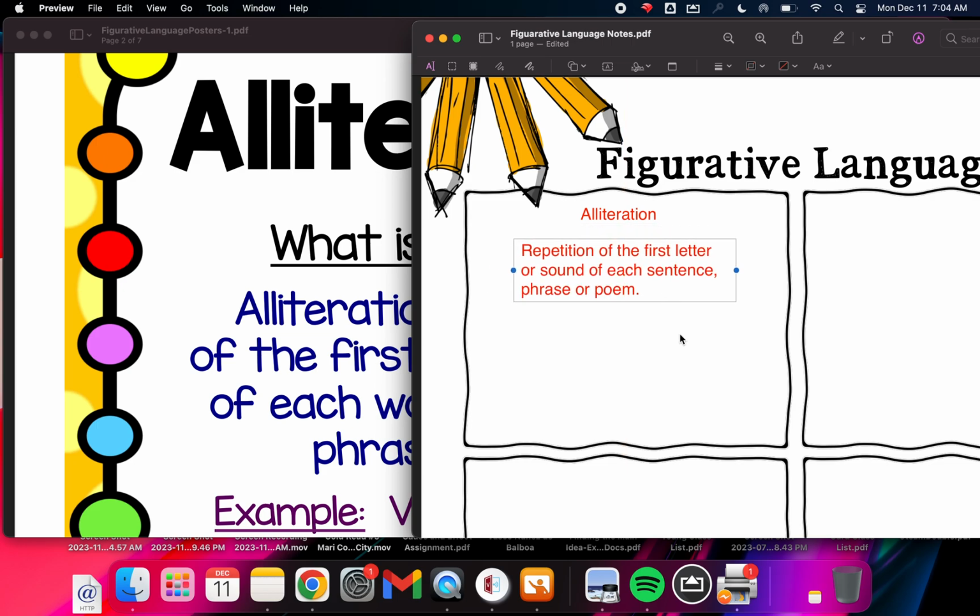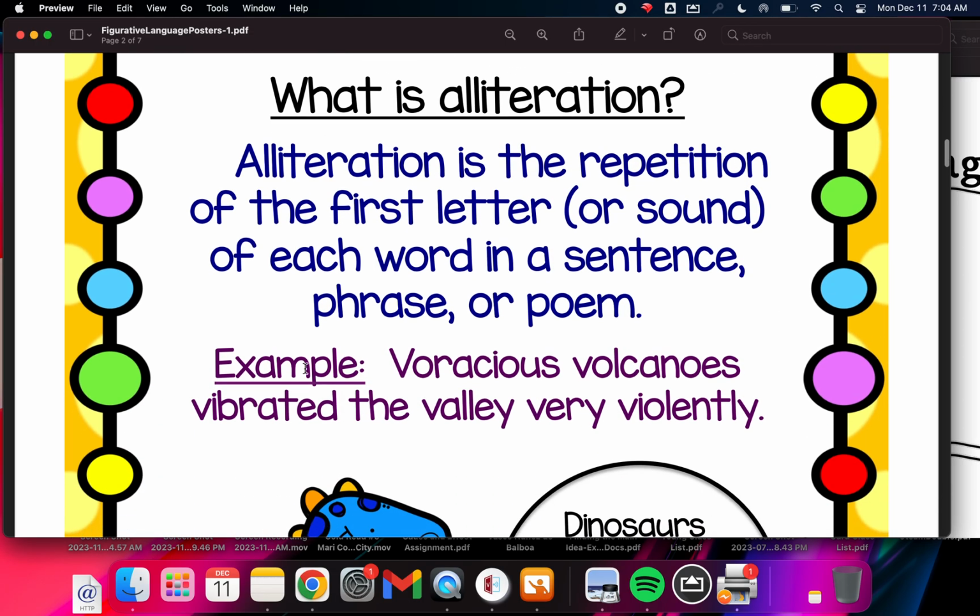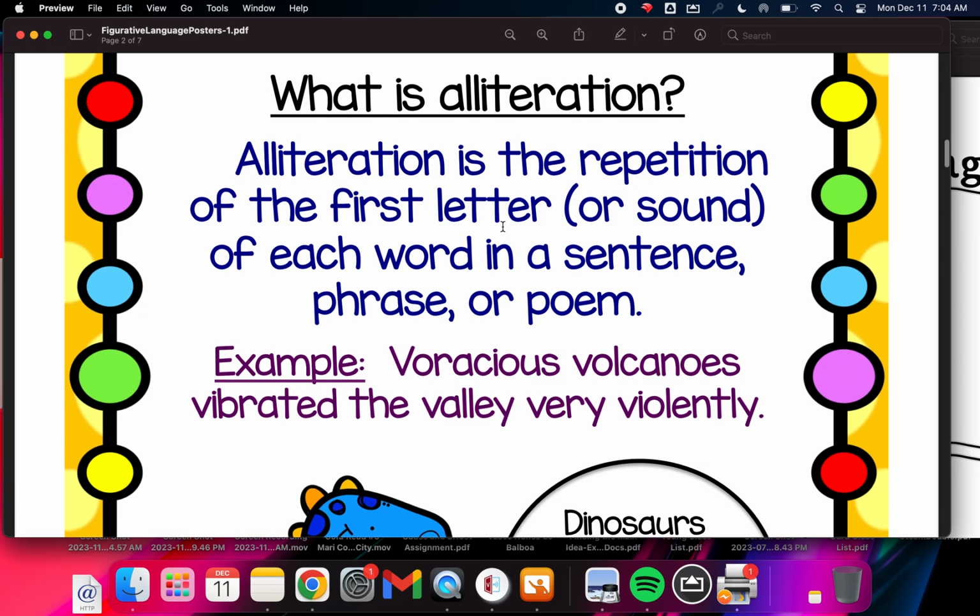So that's step one: you're just going to write that part in, and you're going to do this for each of the boxes. You're just going to write what the actual type of figurative language means. Then down here, I definitely want you to write the example, because sometimes we can get lost in the definition and read it and still wonder, wait, what does that mean? So I definitely want you to write your example down for each of these too.